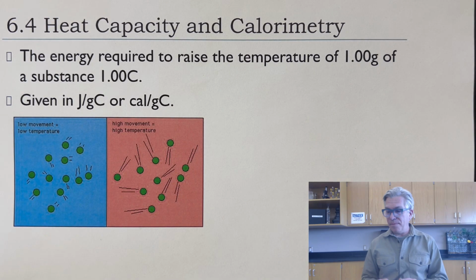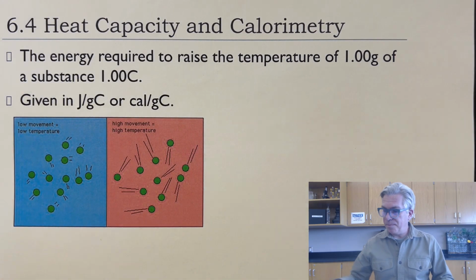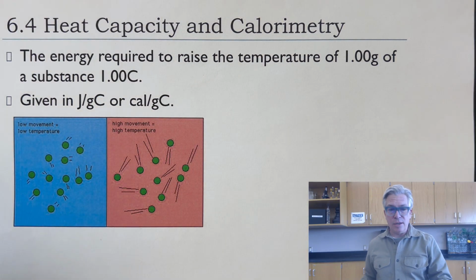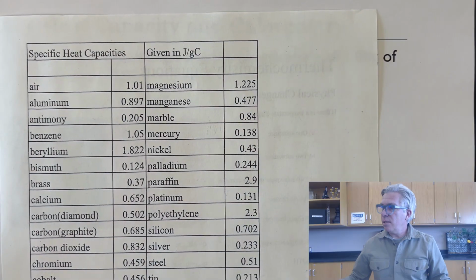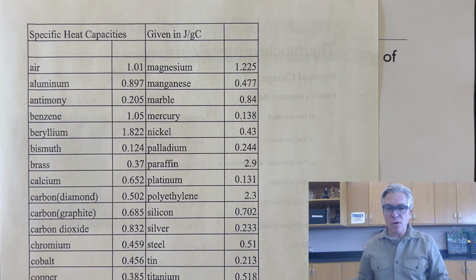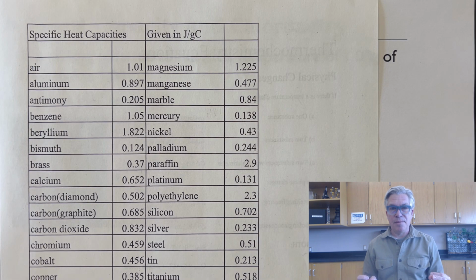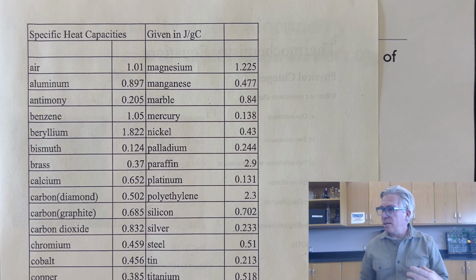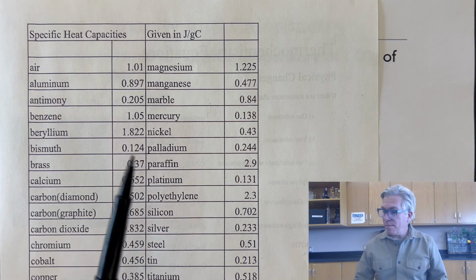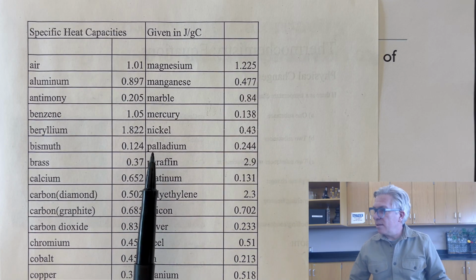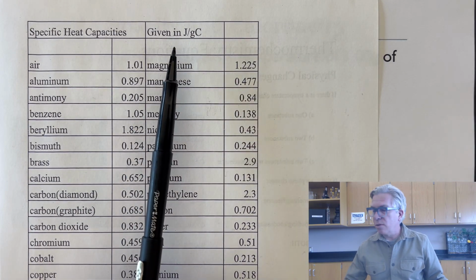So you've got to imagine a whole bunch of substances, and you have 1 gram of each one of those substances, and you've got them all lined up. And you want to raise all of their temperatures, all your 1 gram samples, by 1 degree Celsius. Turns out they don't require the same amount of heat to do it. And you might have a chart in your folder, something like this, where there's a list of substances and their heat capacities, which are given in joules per gram degree.